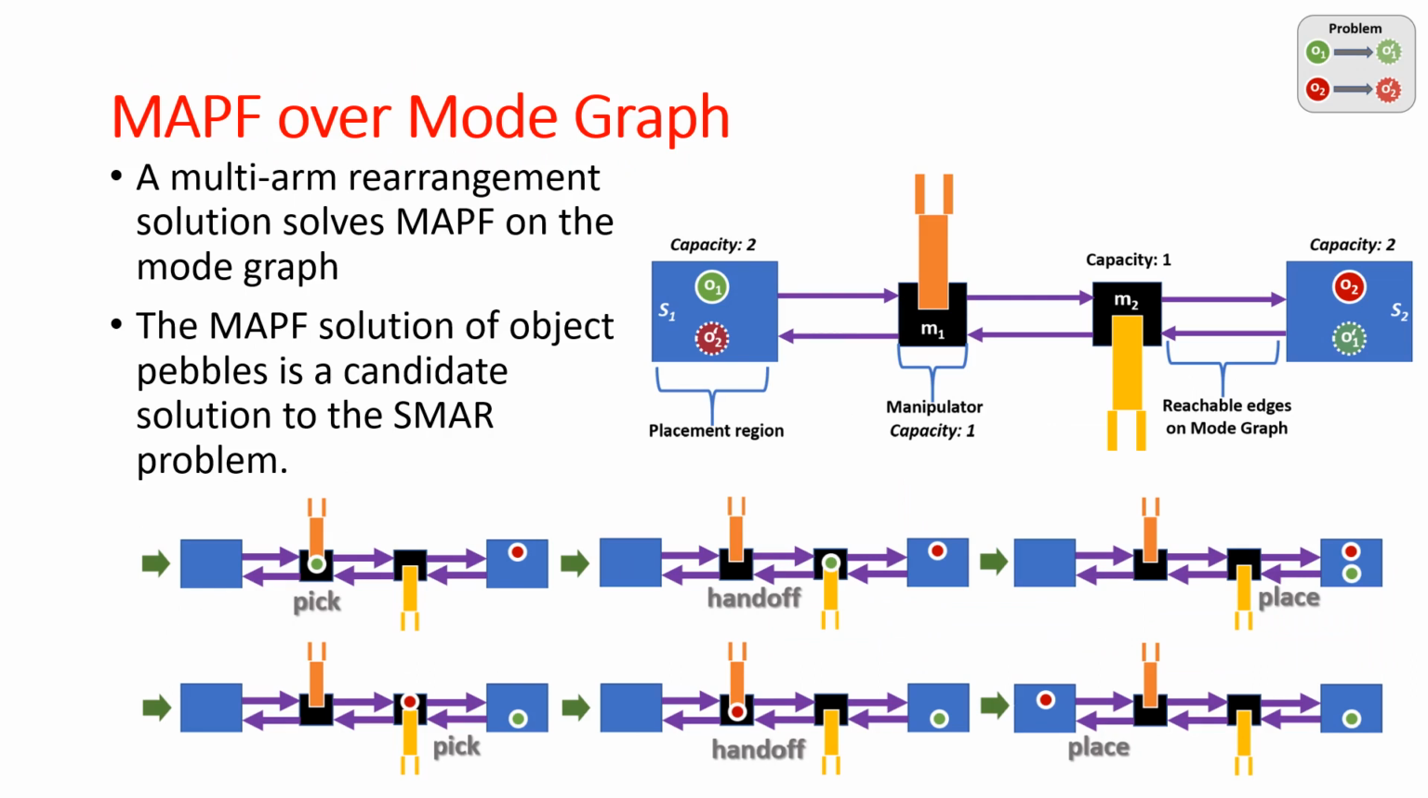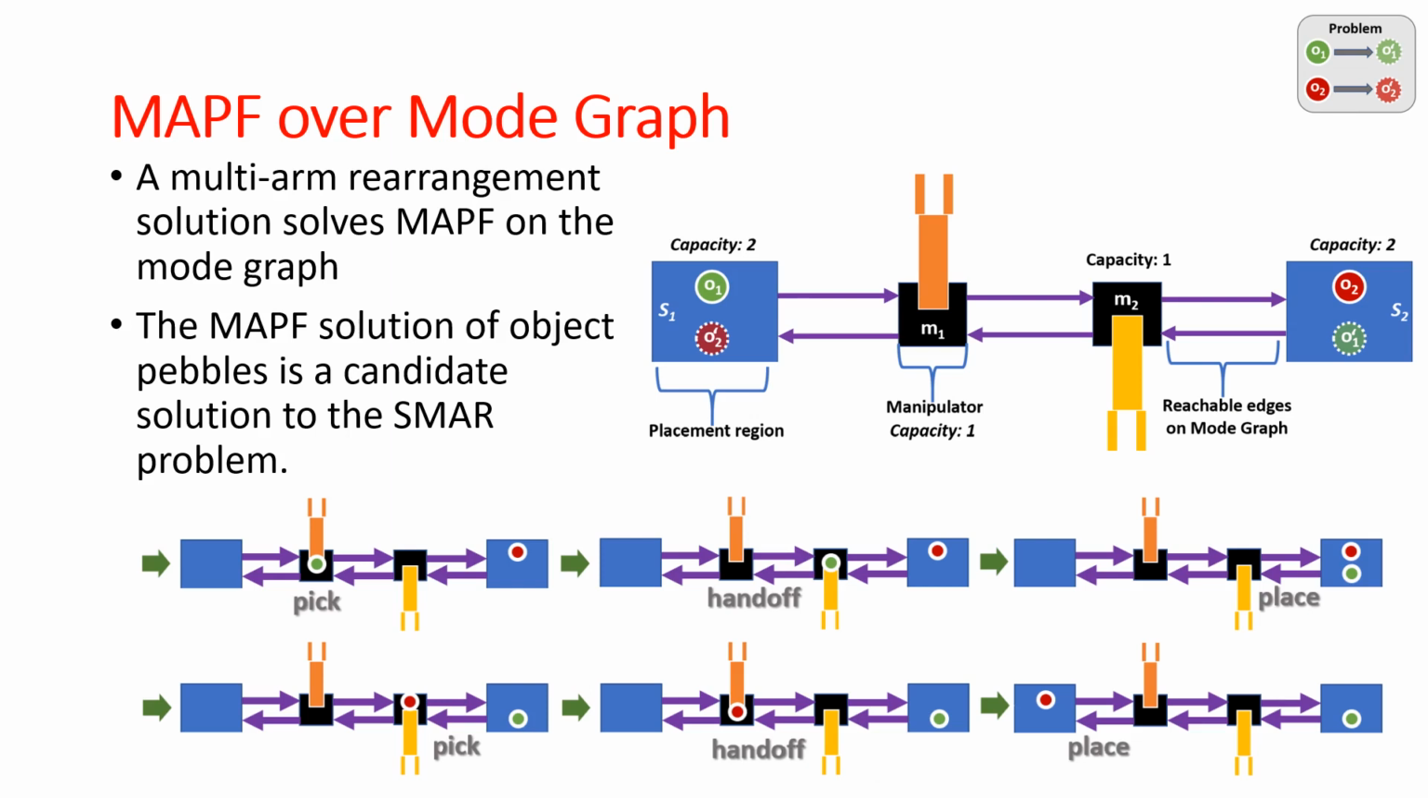So just to illustrate the solution that would arise from this mode graph, you can see the steps would involve the object first being grasped from the left and then moving to the manipulator, which would translate into a pick action by the left manipulator. Then it's going to move to the second manipulator, which would be a handoff from the left manipulator to the right manipulator. The next step would be transferring the object from the right manipulator to the right table. And then the next set of steps can now transfer the red object from the right to the left.